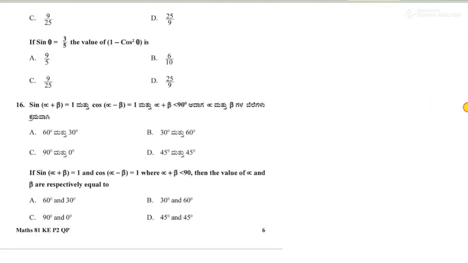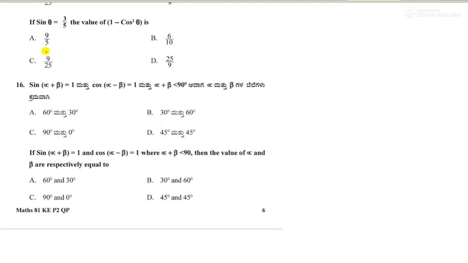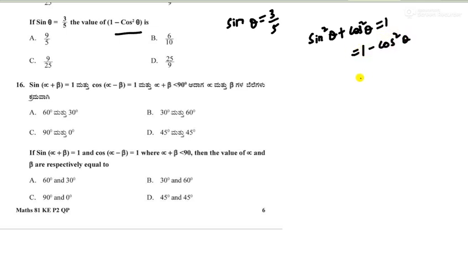If sine theta is equal to 3 by 5. Okay, sine theta, how much have they given? 3 by 5. The value of 1 minus cos square theta. So this is from the formula sine square theta plus cos square theta equals 1. So what is 1 minus cos square theta? It is sine square theta, right?